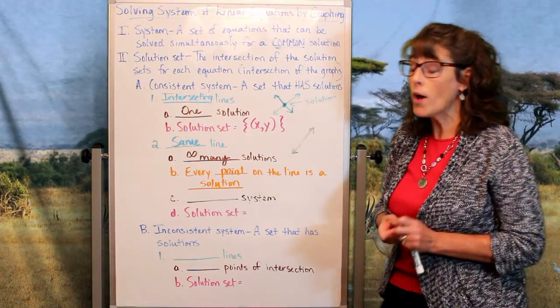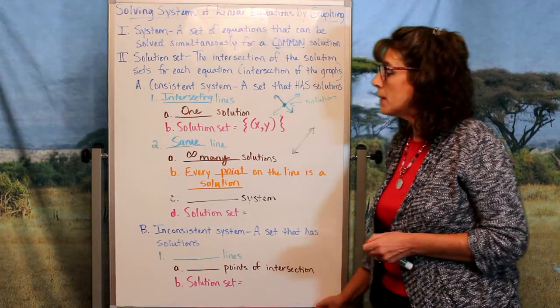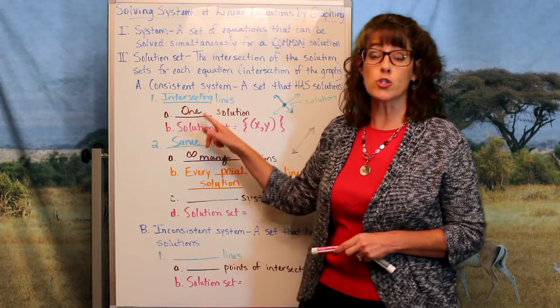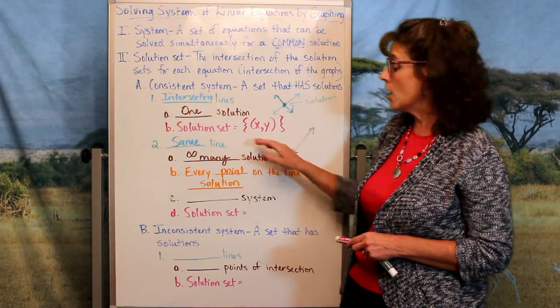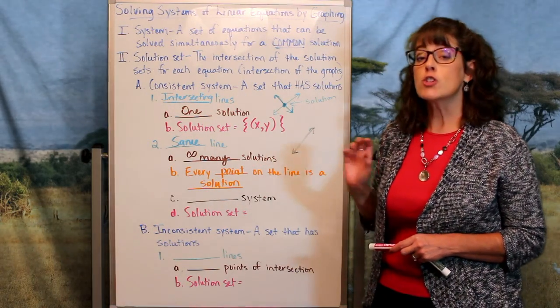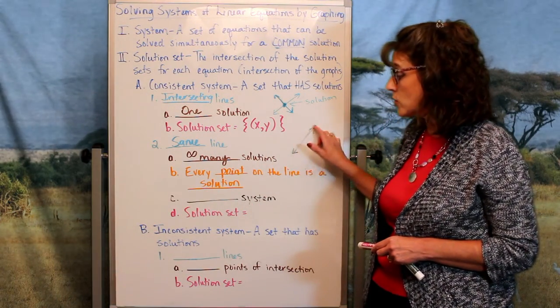However, this only tells me how many solutions we've got. It doesn't tell me what the solutions are. Remember up here, this told me I had one solution, but it didn't tell me what the solution was. I needed to know, what is that solution? Well, here, what's the solution? The solution is every single point that's on that line.